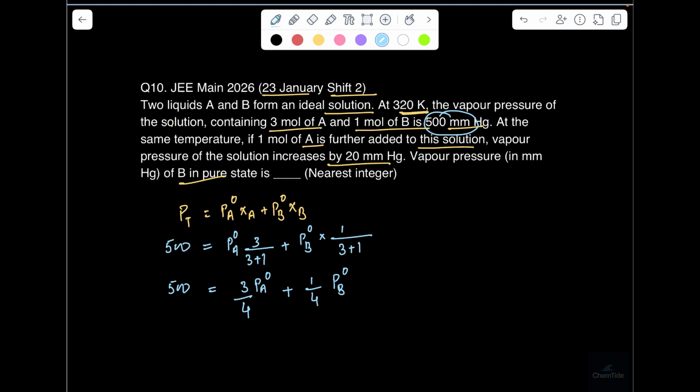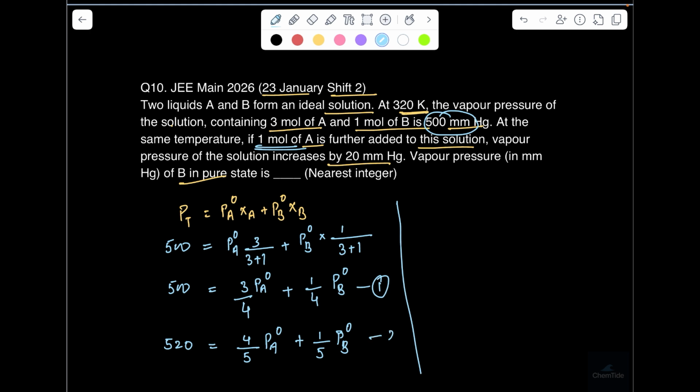A similar pattern we can follow for the second equation. They said it increased by 20 mm, so the total becomes 520. And how much extra did we add? 1 mole of A we added extra. So we got 4 by 5 Pa naught, and this becomes Pb, which is 1 by 5 Pb naught. So on solving, these are the two different equations we got. Equation number 1 and equation number 2 separately, mathematically we can calculate the Pa naught and Pb naught values. On calculation, Pa naught we are getting is 600, and Pb naught we will get is 200 mm of mercury.